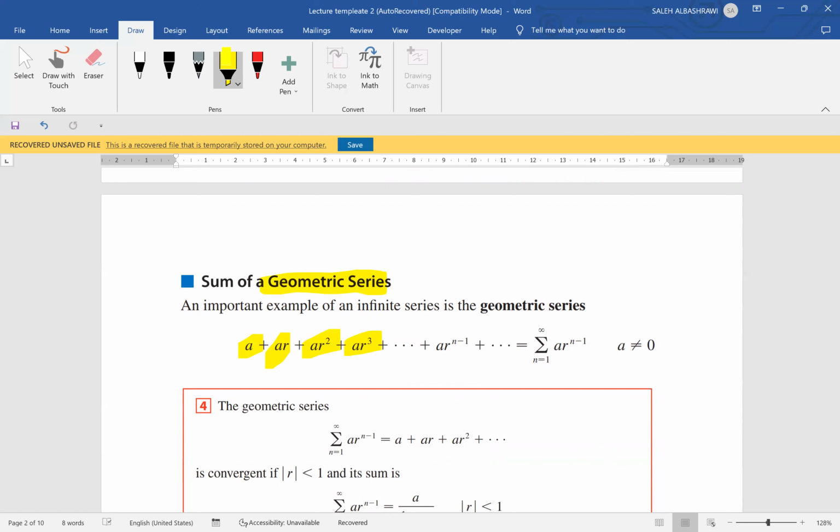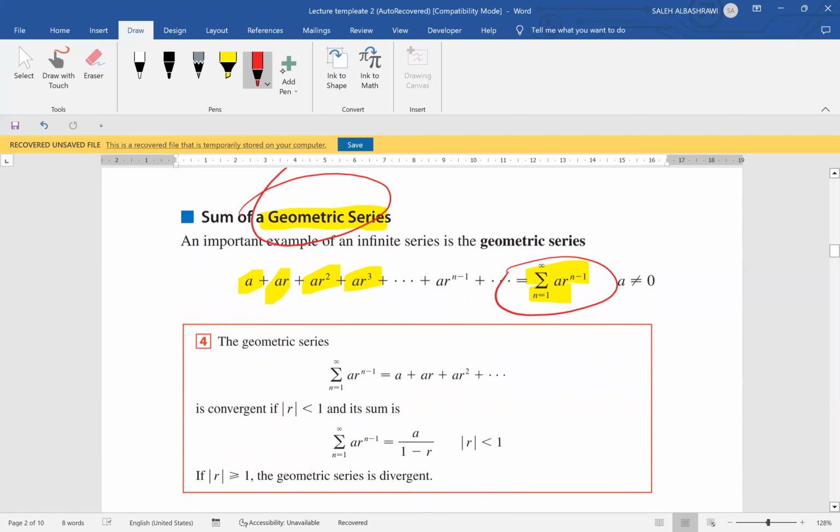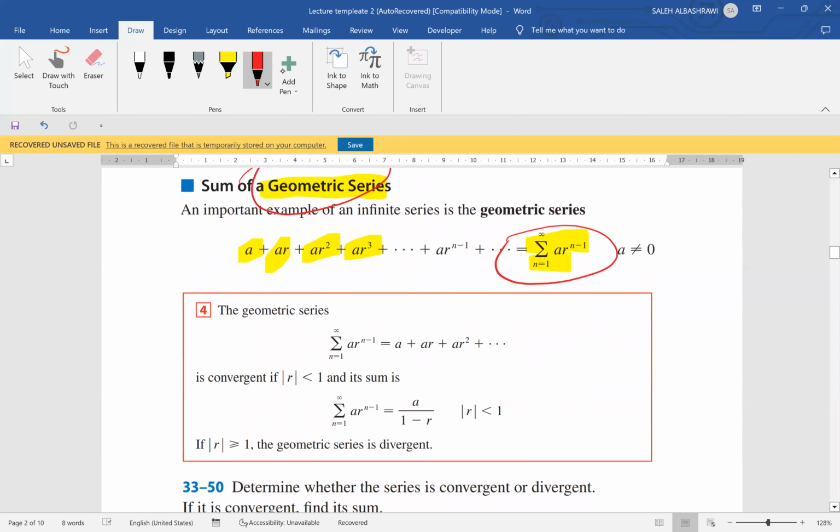And this can be written as sigma of A, where A is the first term not equal to 0 times R to power n minus 1. This type of series is called geometric series. And the geometric series is convergent if the absolute value of R is less than 1.